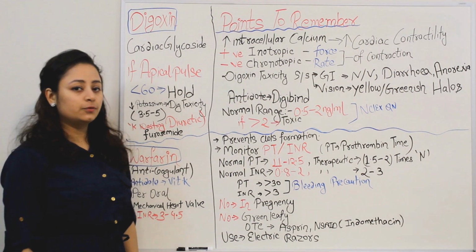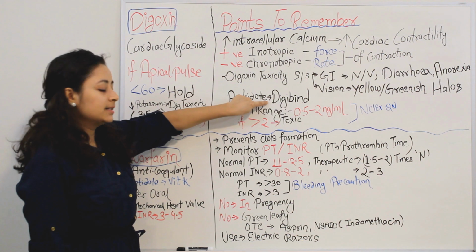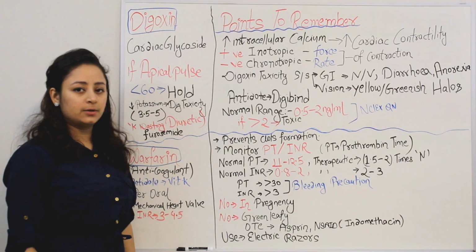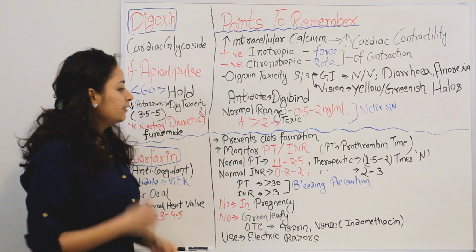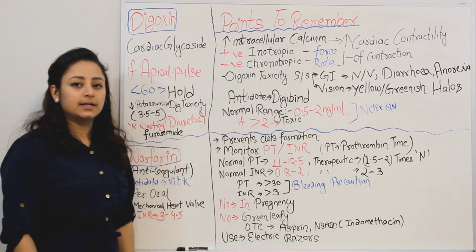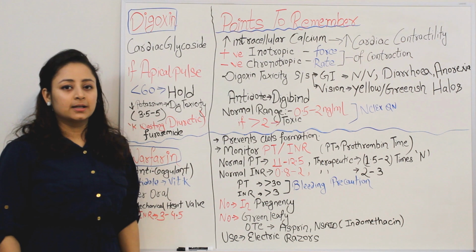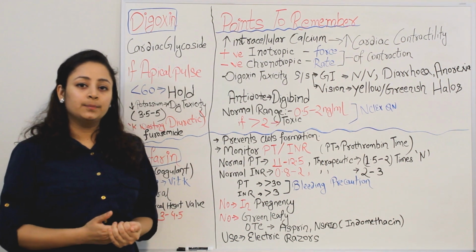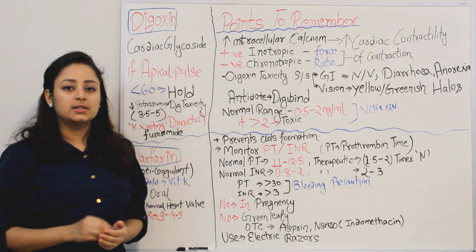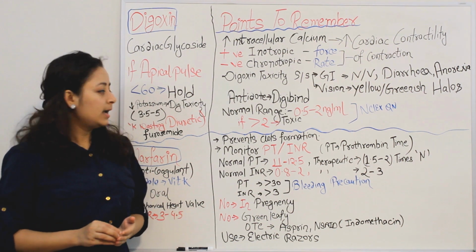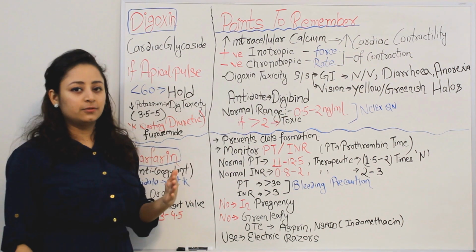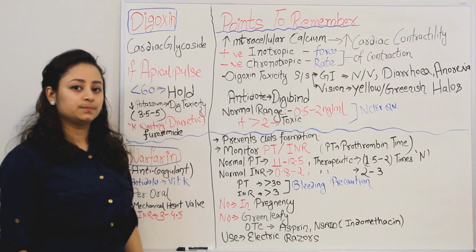The antidote for digoxin is Digibind, and the normal range for digoxin is 0.5 to 2 nanogram per ml, and if the value increases greater than 2, that is considered to be toxic. If you remember, in our last video we had discussed lithium, whose normal range was 0.6 to 1.2 and digoxin's normal range is 0.5 to 2. So don't get confused between these two.